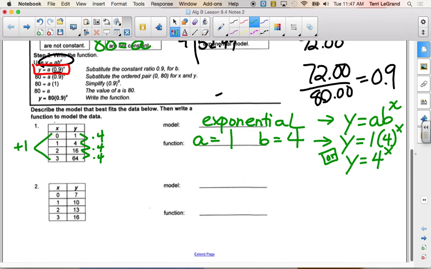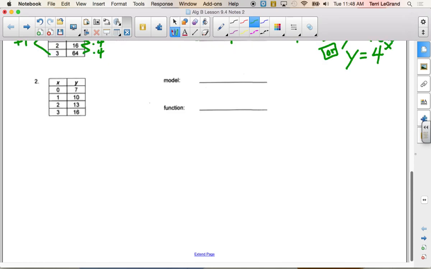Okay? Any questions? So, what we did yesterday, now we just have to write the model for it. Identify the proper parts. Okay, so let's do this one. What do you think is happening here? First of all, what's happening in the x's? Adding by 1. They're going up by 1. Okay, that's good. You're adding by 3.